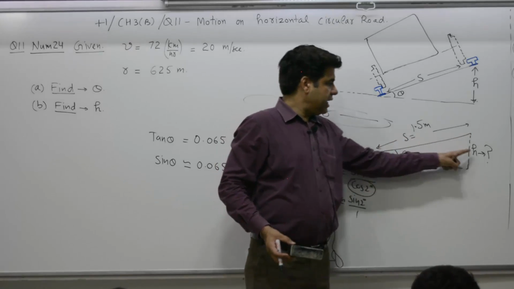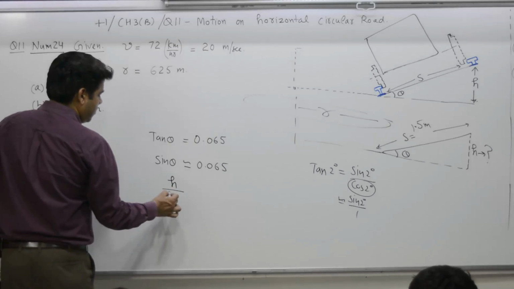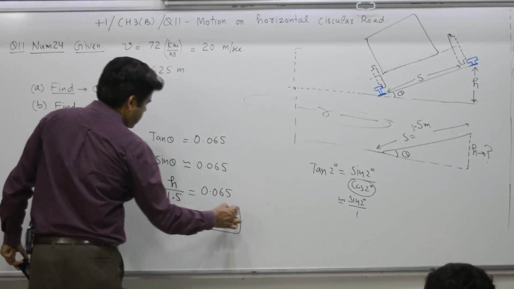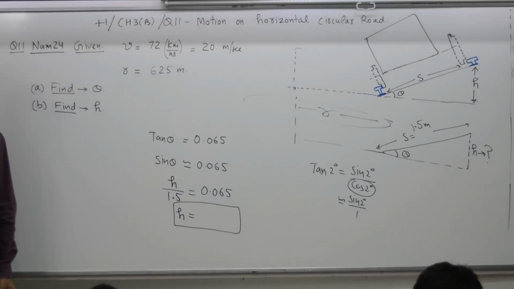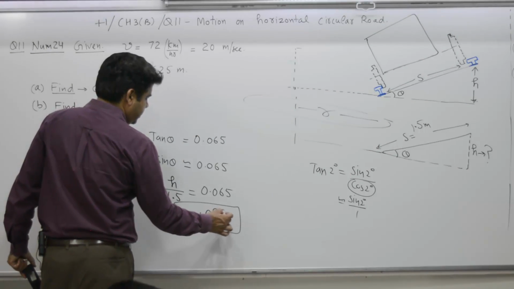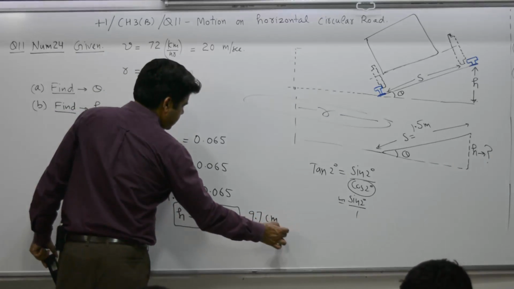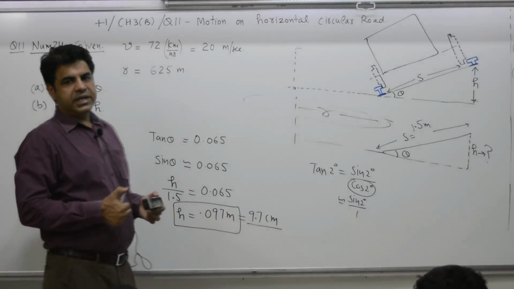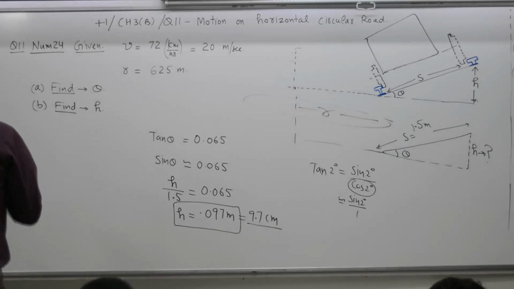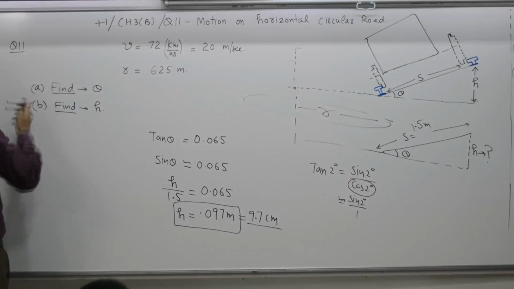In the given diagram, sine theta is equal to what? Perpendicular by hypotenuse, H by S, H by 1.5 is equal to 0.065. H is equal to what? 1.5 into 0.065 comes out to be approximately, in meters, 0.097 meter or 9.7 centimeter. The outer rail is approximately 9 centimeter higher than the inner rail. C part is not given in the notes, but we'll cover it.